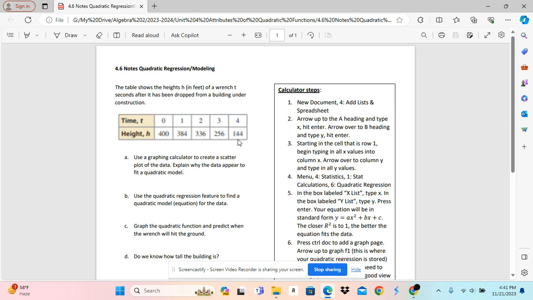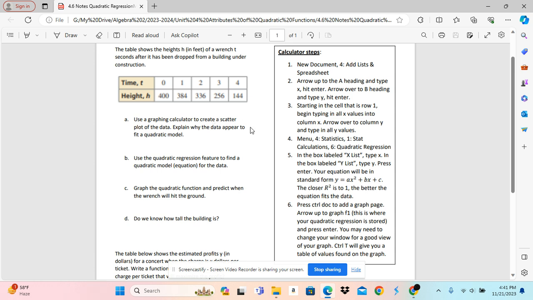It's important that you guys understand time is your x variable because x is independent. You can't change time, you can't speed it up, you can't go backwards, whatever. The height of the wrench is dependent on the time since it was dropped. So height is your y values because it's dependent.